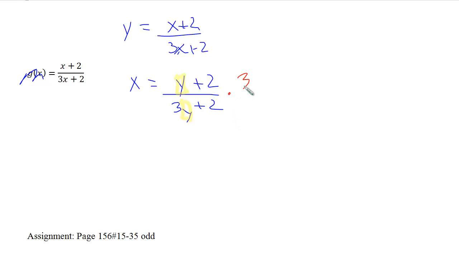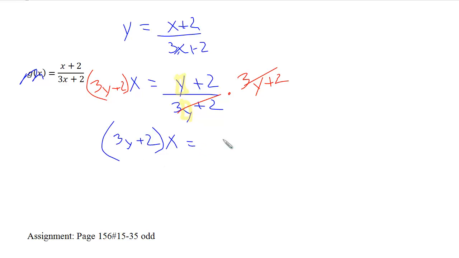Go ahead and multiply both sides by 3y plus 2. Those will cancel. So I have 3y plus 2. And we'll rewrite this. Now I need to get rid of this 2, so I subtract 2. Okay, so I'll go ahead and expand this. So this has to get distributed through. So I get 3xy plus 2x minus 2 equals y.